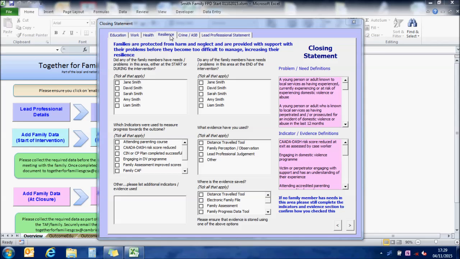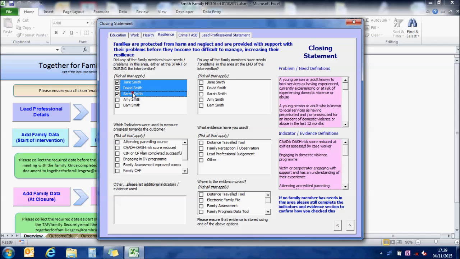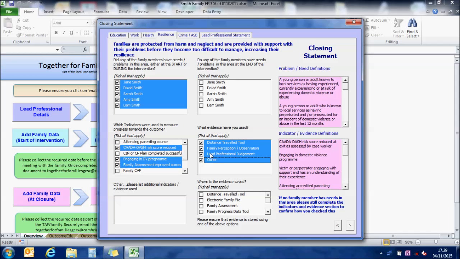The next outcome is around resilience, whereby families are protected from harm and neglect and are provided with support with their problems before they become too difficult to manage, increasing their resilience. Due to the history of domestic abuse in the home, all members of the family had needs in this area. However, through the work of the intervention, the perpetrator has engaged with a domestic violence programme, the family's resilience scores have increased on the distance travelled tool, and the risk score on Cardidash has reduced. This has been evidenced through all listed and can be found on the distance travelled tool, in the electronic family file, and also in the family support plan.